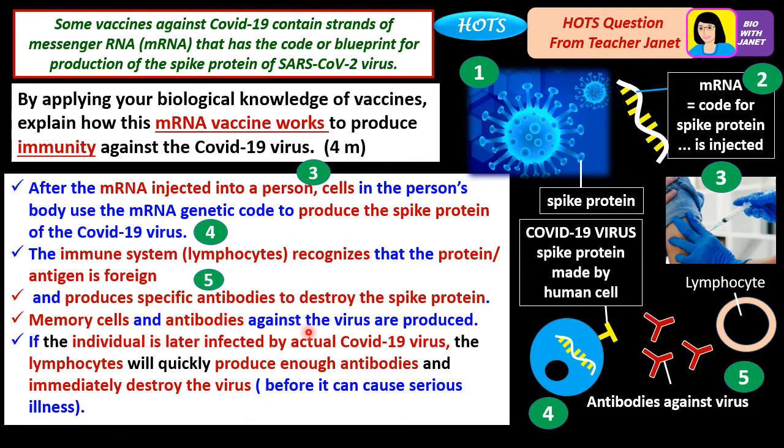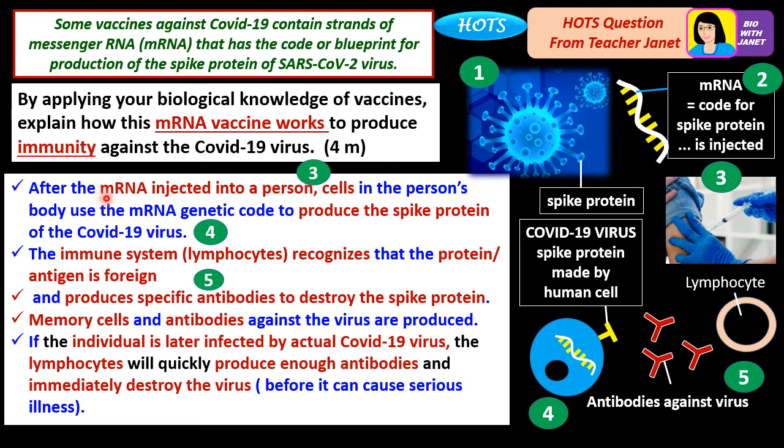If the individual is later infected by the actual COVID-19 virus, the lymphocytes will quickly produce enough of these specific antibodies, and immediately destroy the virus before it can cause serious illness. Okay, so these antibodies were produced because of the spike protein that was produced by the human cell. All right, so this is how the mRNA vaccine works.